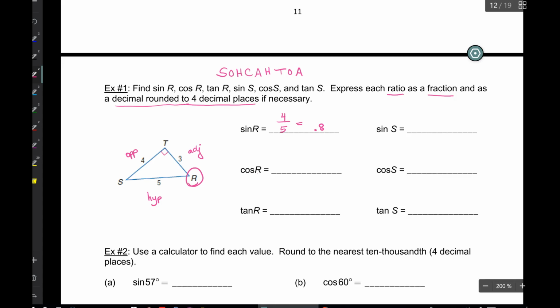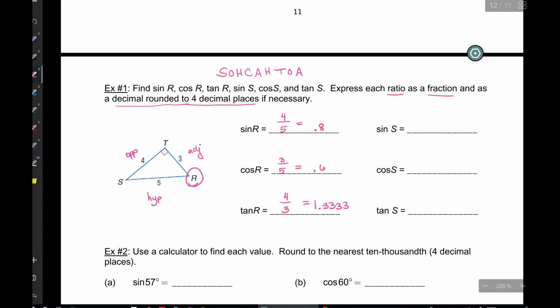Next we'll go cosine. So cosine is the middle one, CAH. Cosine is adjacent over hypotenuse, so that's 3 over 5. Plug that into your calculator and you'll get 0.6. Then we'll have tangent of R. So tangent is opposite over adjacent, so that's 4 over 3. And then when you plug that into your calculator, you get 1.3 repeating, and we want to go to 4 decimal places. We're not going to put the line above it. We still want to write it out to 4 places.